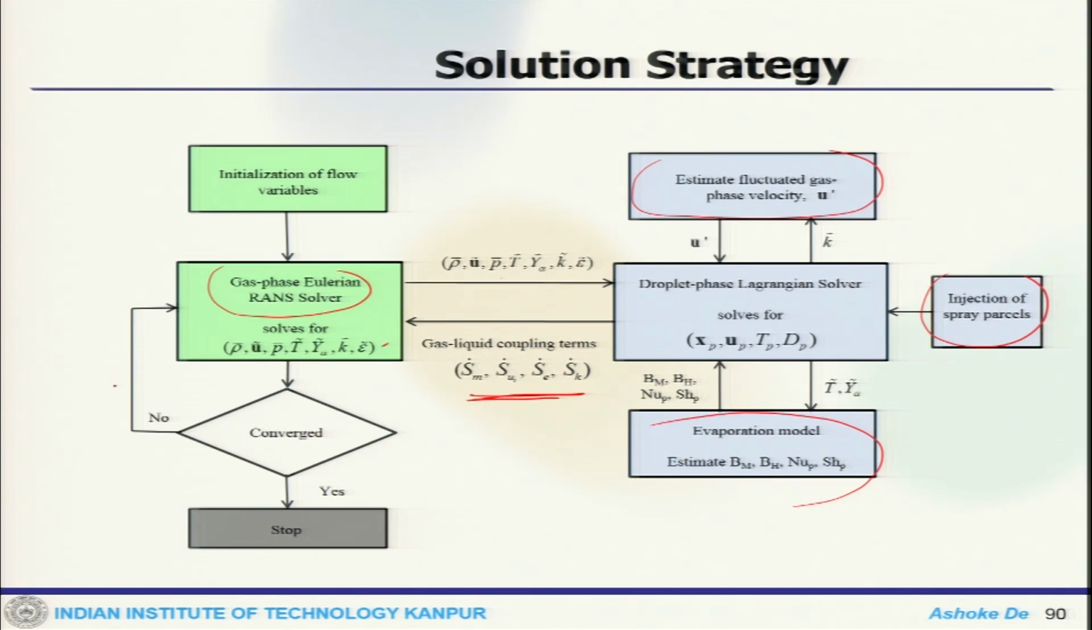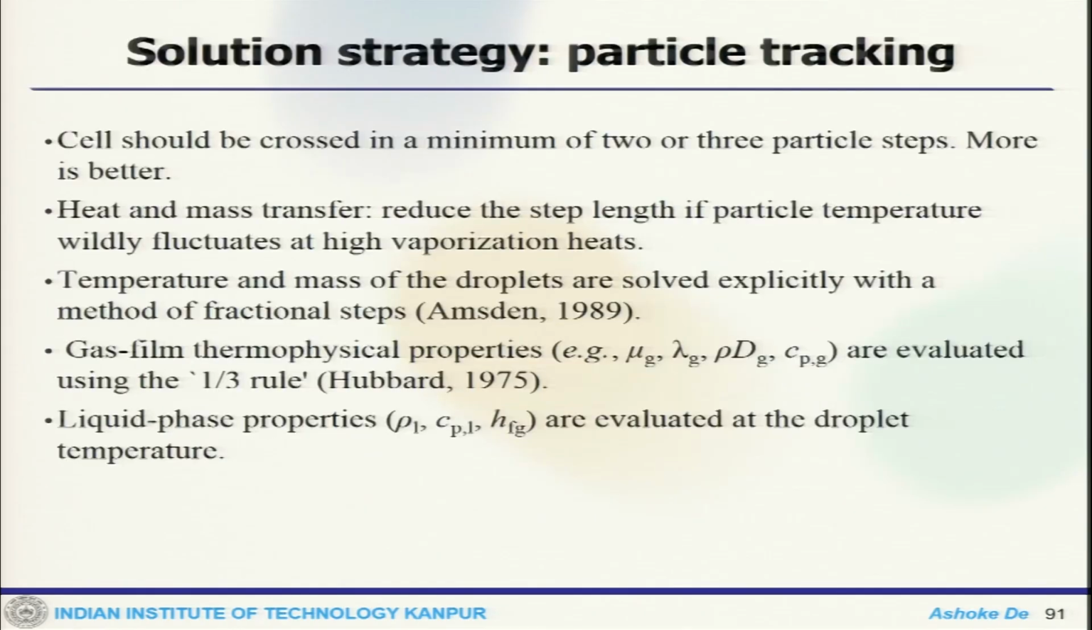If it is convergence, stop; otherwise go back. That means, on one hand, the mean flow will send the information back here and then it goes back like this. So, for particle tracking, particles should cross a minimum of 2 cells. This is typically the way we have handled the transported PDF approach; the similar way one can handle this.